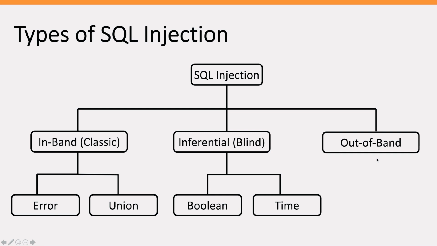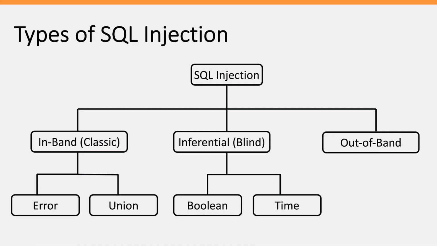This occurs when the attacker is unable to use the same channel to launch the attack and gather the results of the attack. It usually relies on the ability of an application to make a network connection, so for example, a DNS or HTTP request to deliver data to an attacker.